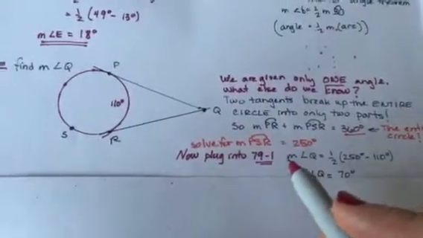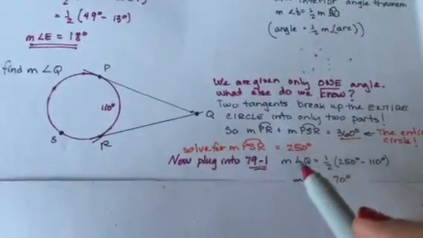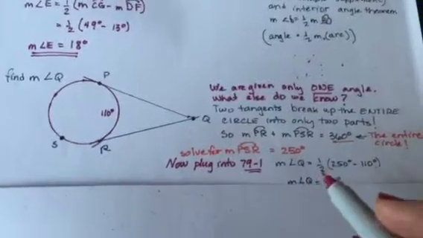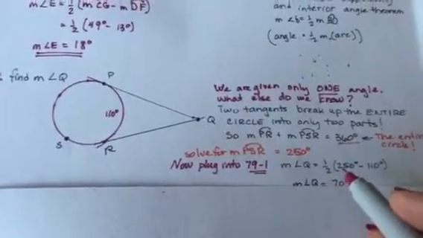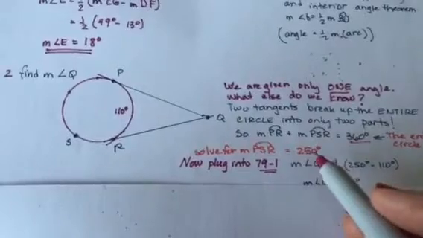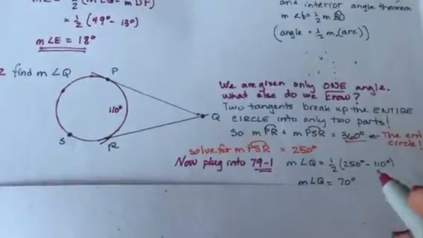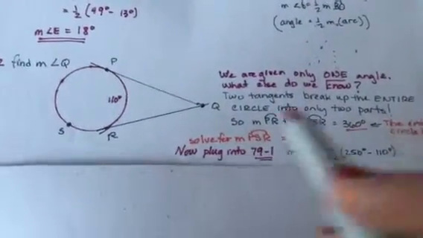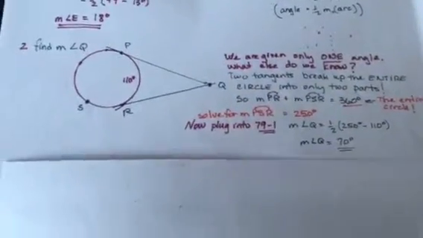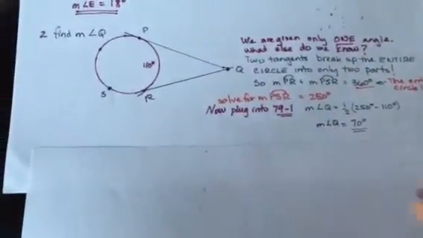So now we just plug it into our theorem 79-1. The measure of angle Q equals 1/2 times the quantity 250 degrees, what we got for our outer arc, minus 110 degrees, the given arc. And that yielded 70 degrees for our answer.